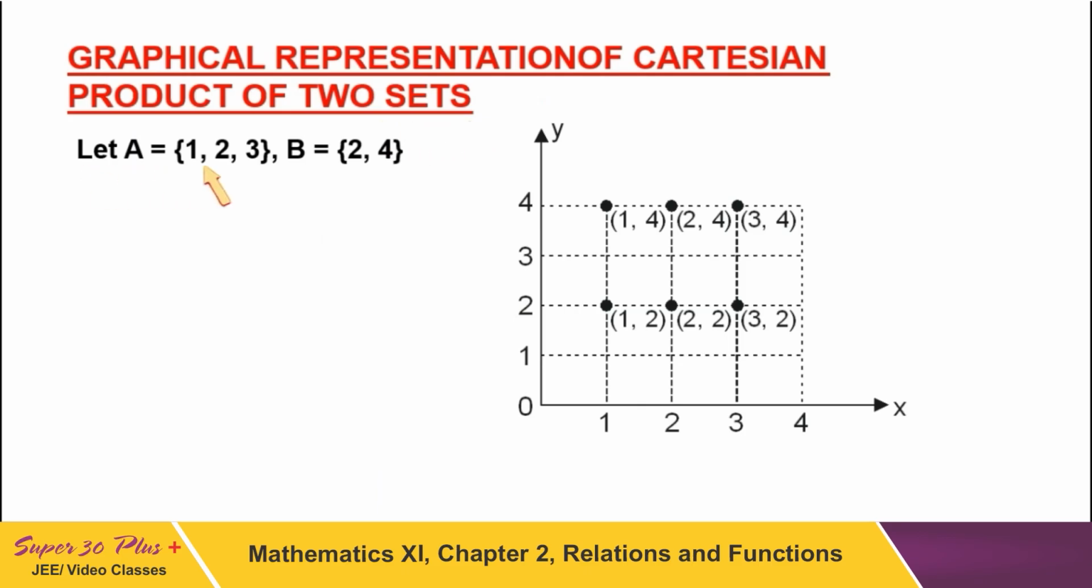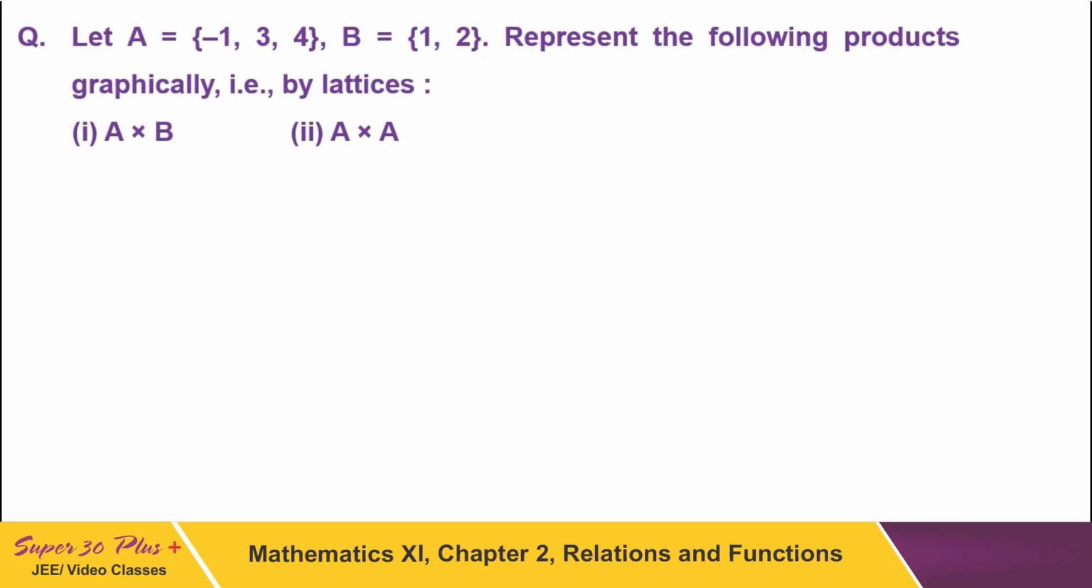Now one more representation: the graphical representation of the Cartesian product of two sets. Take the sets 1, 2, 3 and 2, 4. An ordered pair can be represented as a point, just like a point, meaning 1, 2 is here, and 2, 2 is here.